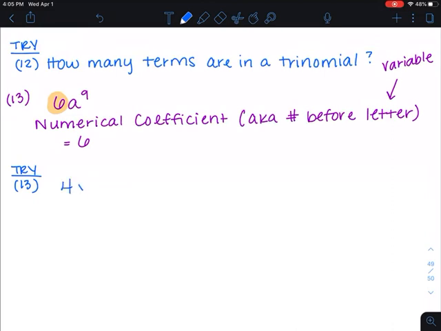For number 13, I want you to tell me the numerical coefficient of 4x to the 5th power. What is the numerical coefficient?